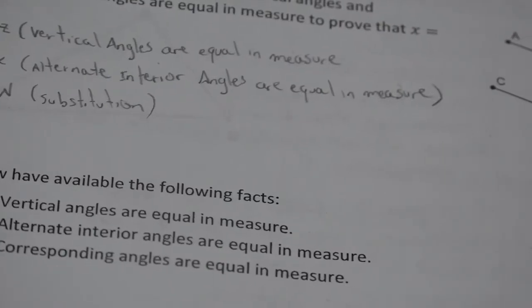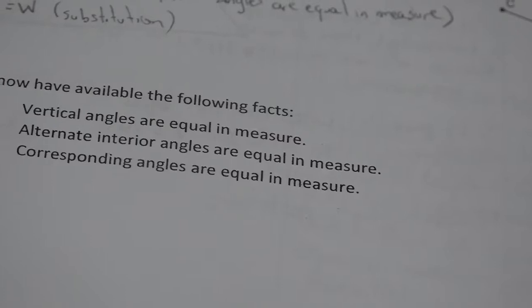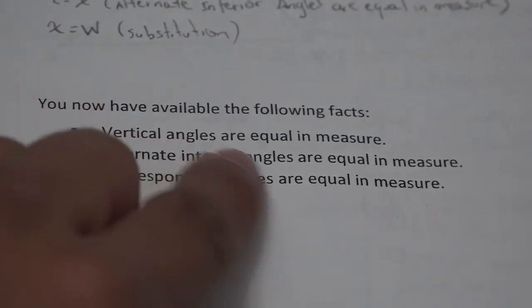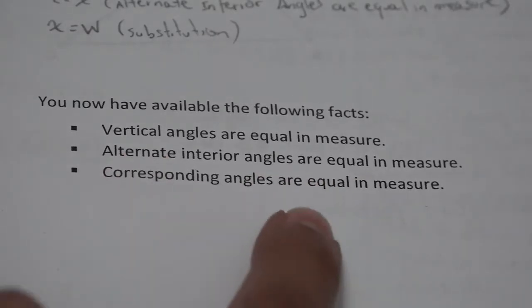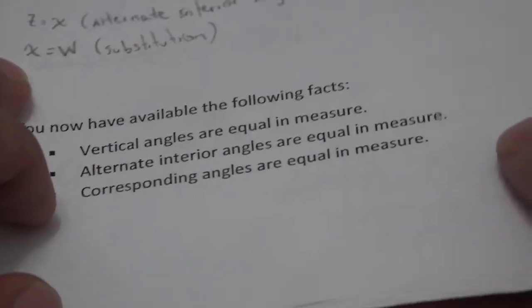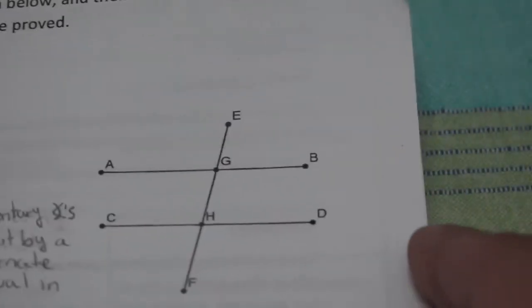All right then. So now, what do we have available? What do we have in our bag now? We have vertical angles are equal in measure. We have alternate interior angles are equal in measure. And now we just added corresponding angles are equal in measure. Nice. And we already knew this. So now let's move on to the next part of our data gathering.